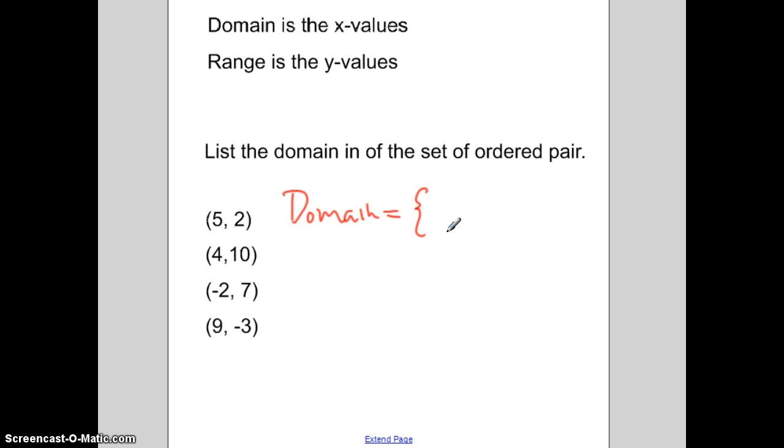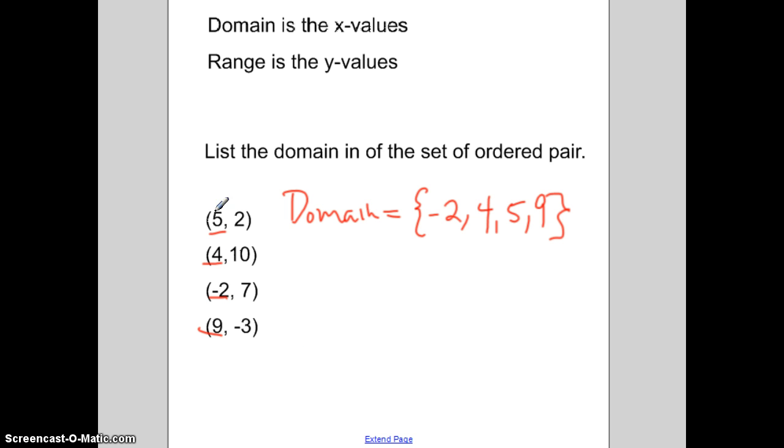It'd be nice if you put them in these little squigglies. That just means it's a group, the group of the domain. But you don't really have to. It'd just be nice. You really want to get in the habit of putting them in order from smallest to biggest. So the lowest x value, -2. The next lowest is 4, then 5, and then 9. So this one, this one, this one, and this one.